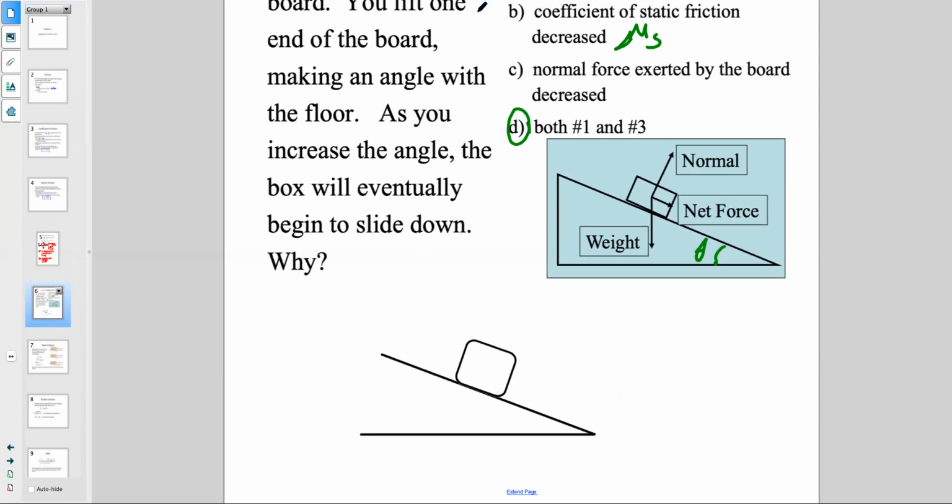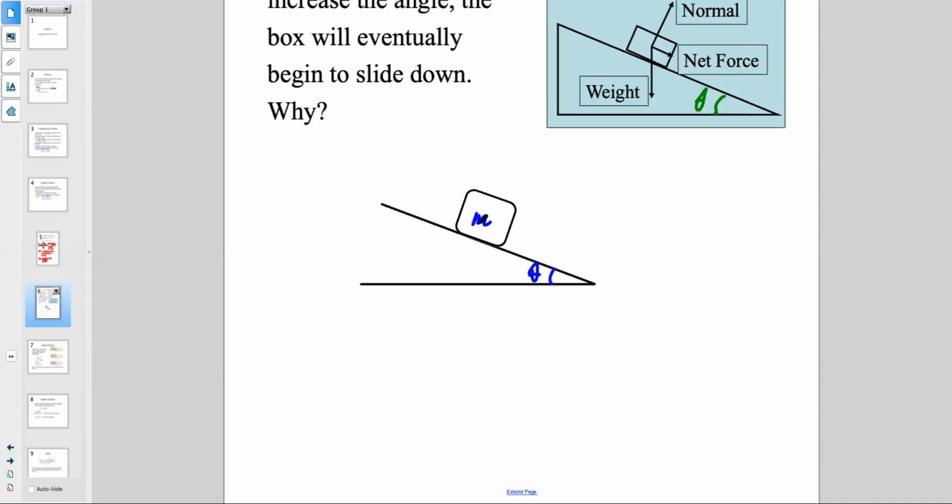Okay, so let's take a look. I have a box with mass M, and then I have theta here, the angle. Obviously there is a normal force and gravity applying on this object. So I have mg down there, and then I have N up there, or normal force up there.